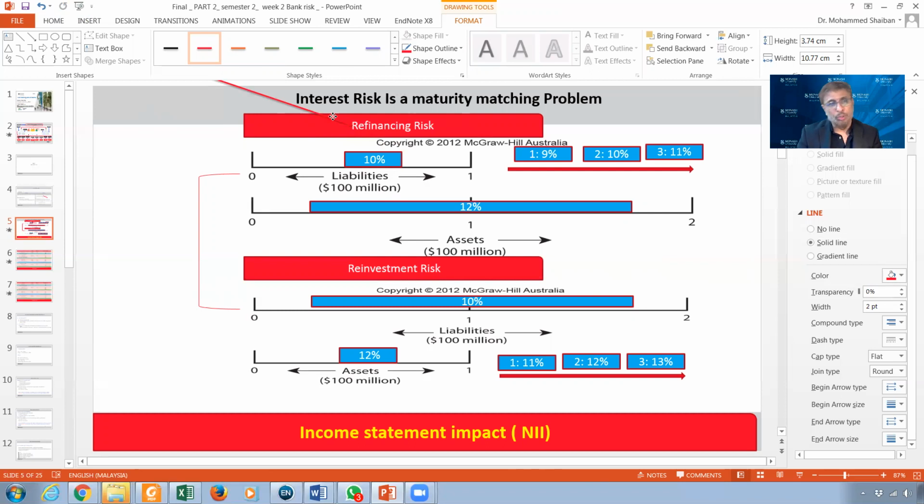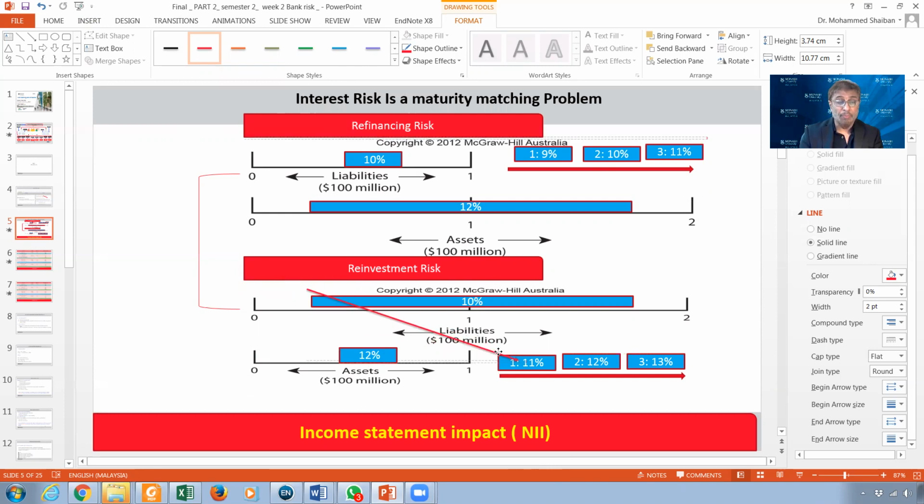Now, let's look at the case from a different perspective. The same 100 million, but this depositor wants to put it with me for 2 years. However, the business company wanted the loan only for 1 year. Now, this depositor will receive from me a 10% fixed rate for 2 years. The borrower will give me only 12% in the first year. In the second year, we will have new terms and conditions, which means the rate could be 11%.